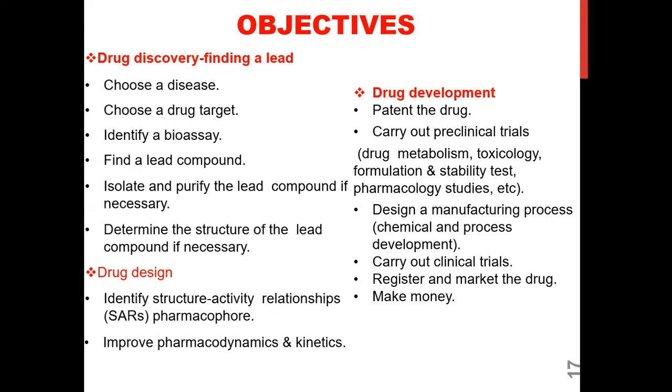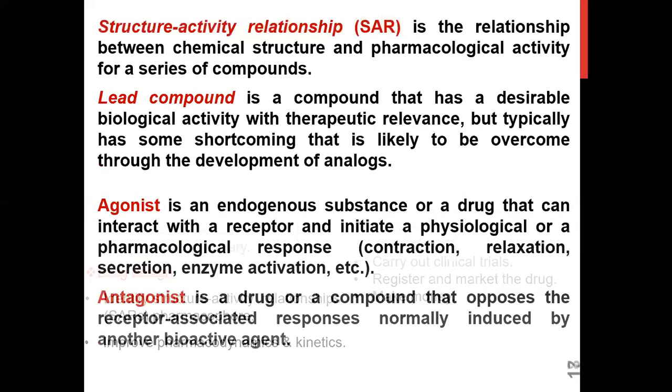When it comes to drug design and drug development, first we will see drug design. We identify the SAR and the pharmacophores, and we improve the pharmacodynamics and the kinetics. In drug development, we patent the drug, carry out preclinical trials to study metabolism, toxicology, and stability, and design a manufacturing process and chemical process for the development. We then carry out the clinical trials and register the drug in the market for the patients.